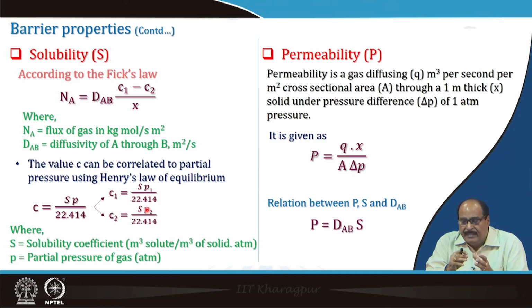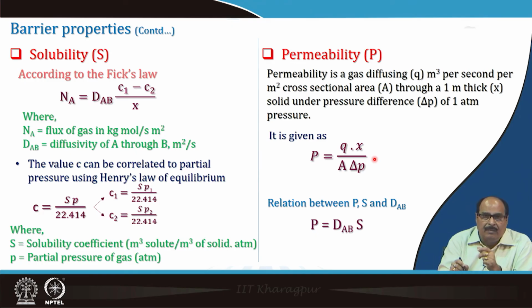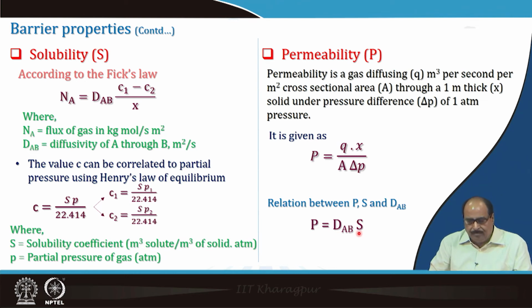Permeability P is the gas diffusing, that is in cubic meter per second per square meter cross sectional area A, through a 1 meter thick solid under a pressure difference delta P of 1 atmosphere, and it is given by P is equal to Q multiplied by X divided by A multiplied by delta P. So, the relationship between the permeability P, the diffusivity D_AB of A through B, and the solubility coefficient S is P is equal to D_AB multiplied by S.